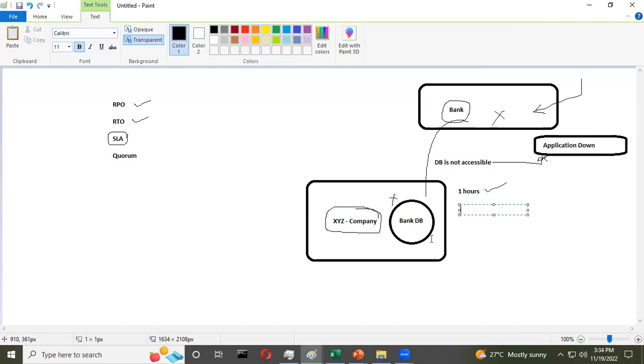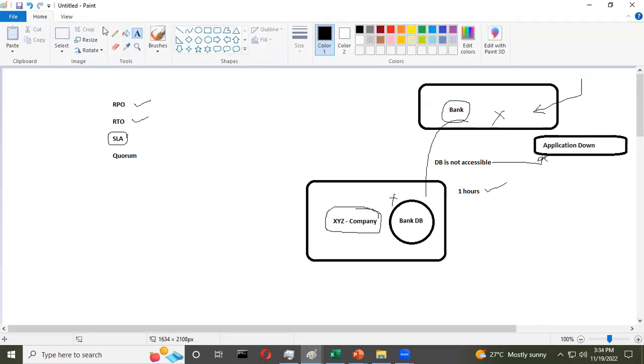So to configure high availability and disaster recovery, a company, XYZ company, will give an agreement to the bank that if any issues occur, we get it fixed in the minimum amount of time. So we'll bring the application back with minimum amount of time. So it is possible, right? That is where these two concepts came into the picture.